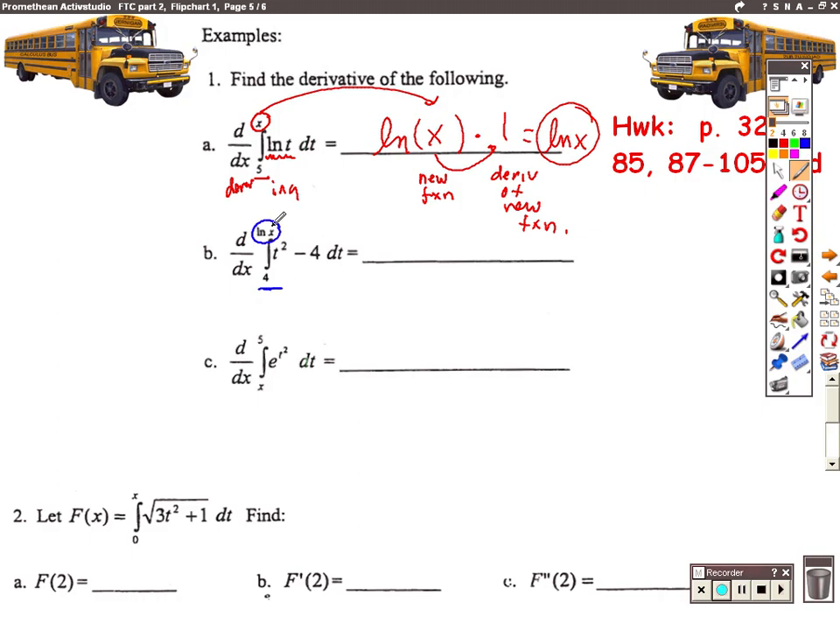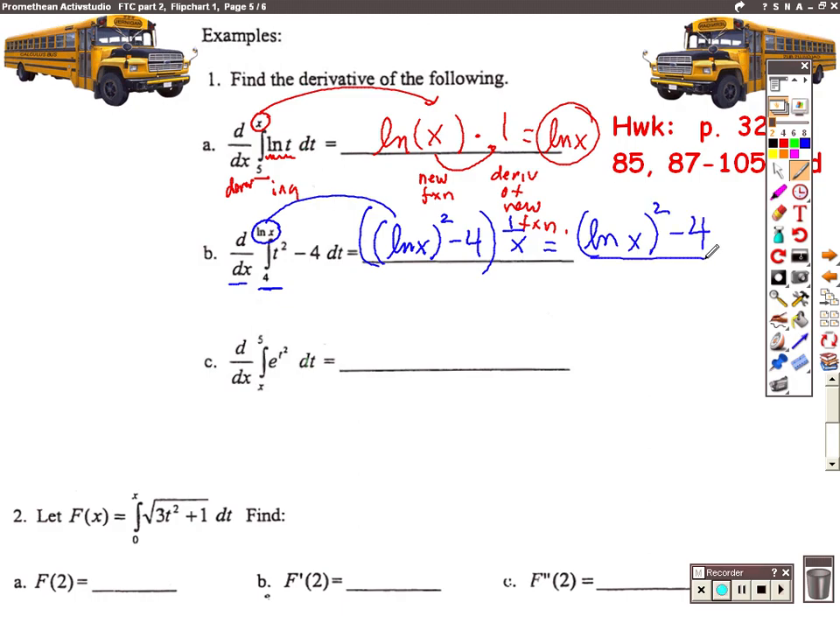ln of x. So now I have something as my upper bound that's not just plain x. I'm trying to find the derivative of an integral. So what's the procedure? Take out the t everywhere that there is a t, put in the new function, and multiply by the derivative of the new function. And the derivative of ln of x is 1 over x. So I get ln of x squared minus 4 over x.